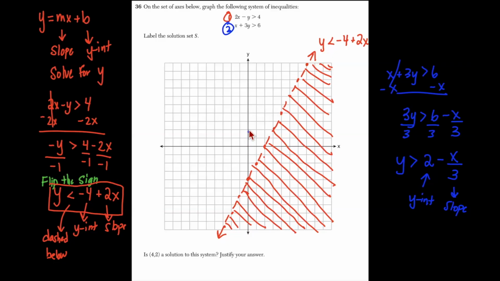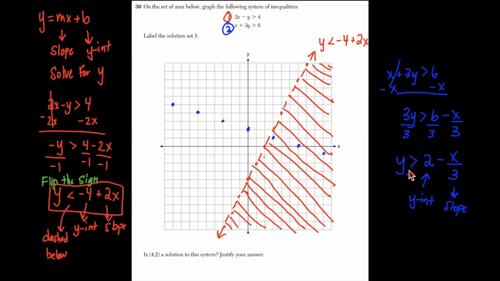My y-intercept is a +2. My slope is down 1, right 1, 2, 3. Down 1, right 1, 2, 3. Same thing in reverse: up 1, left 1, 2, 3. Up 1, left 1, 2, 3.